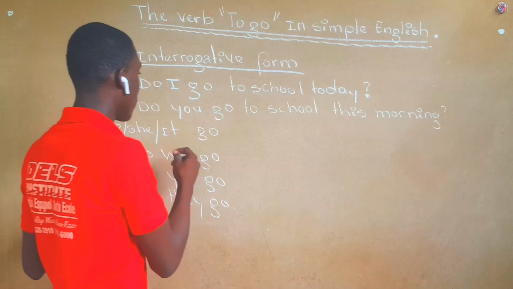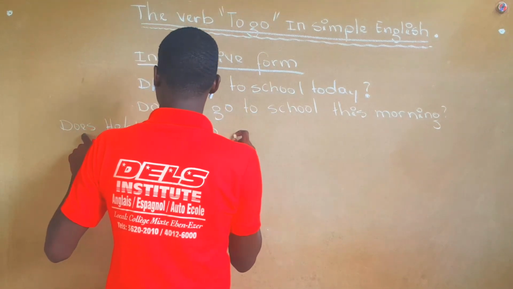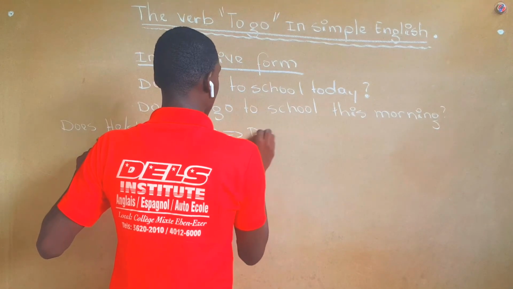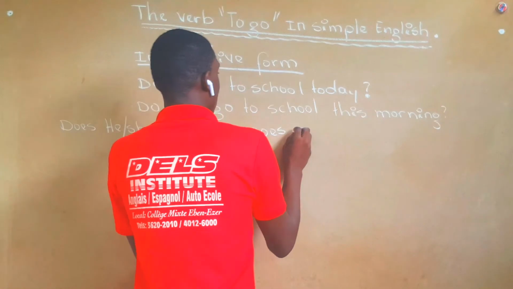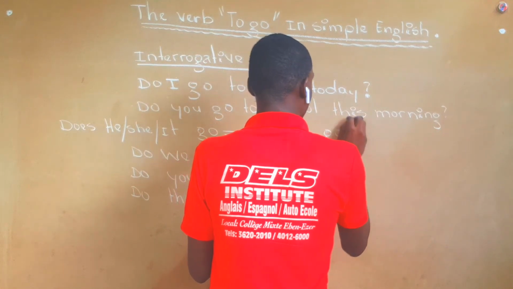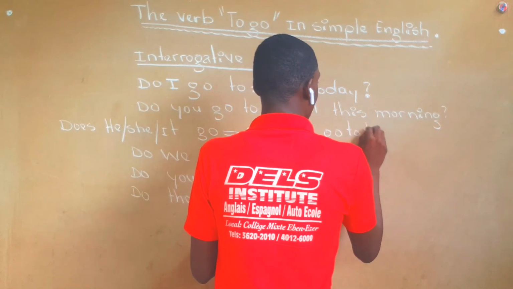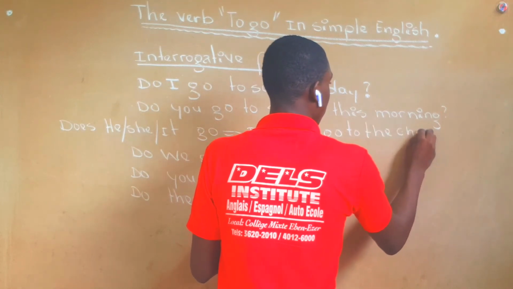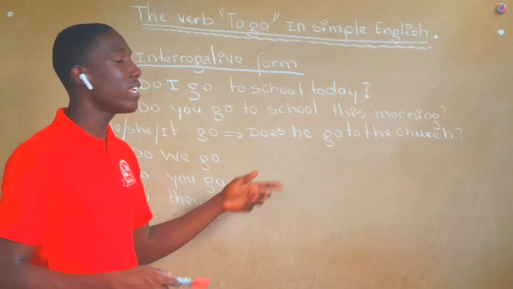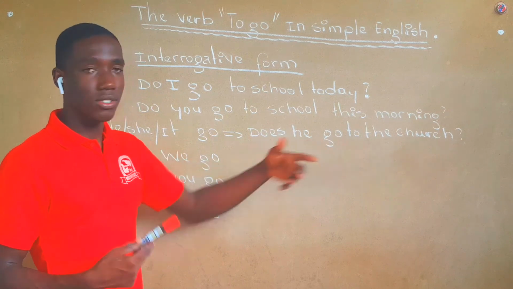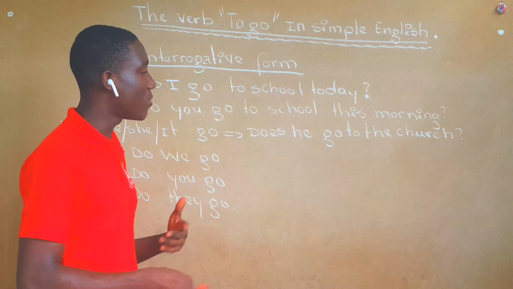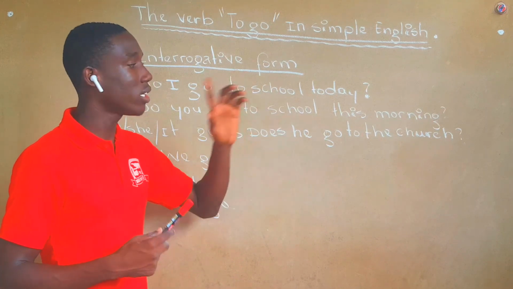C'est pour mettre mon exemple avec does. For he, it's a linking here, does he go? Does he go to the church? Est-ce qu'il y a allé à l'église? Là, on va parler d'un garçon. Ok? Does he go to the church? S'il y a allé, on dit yes, he goes. S'il va aller, on dit no, he do not go to the church.